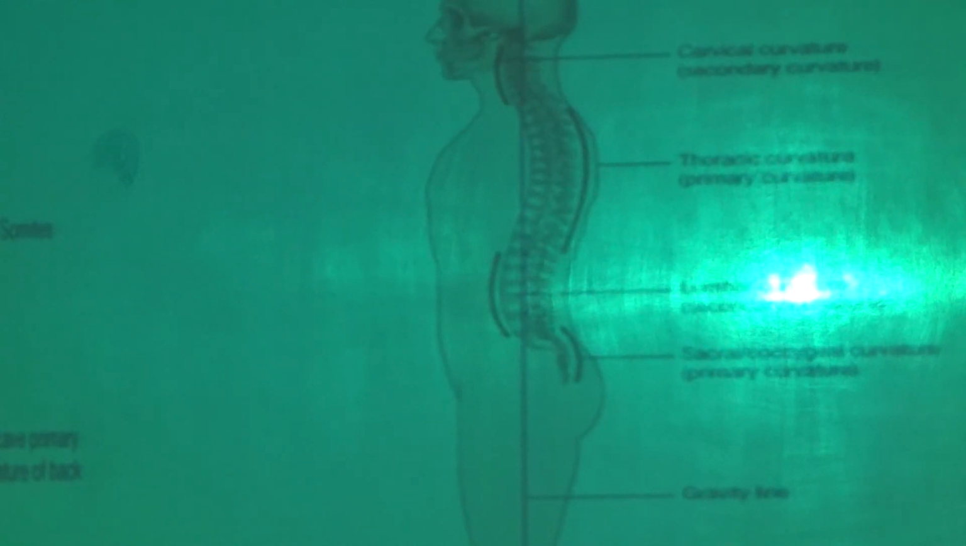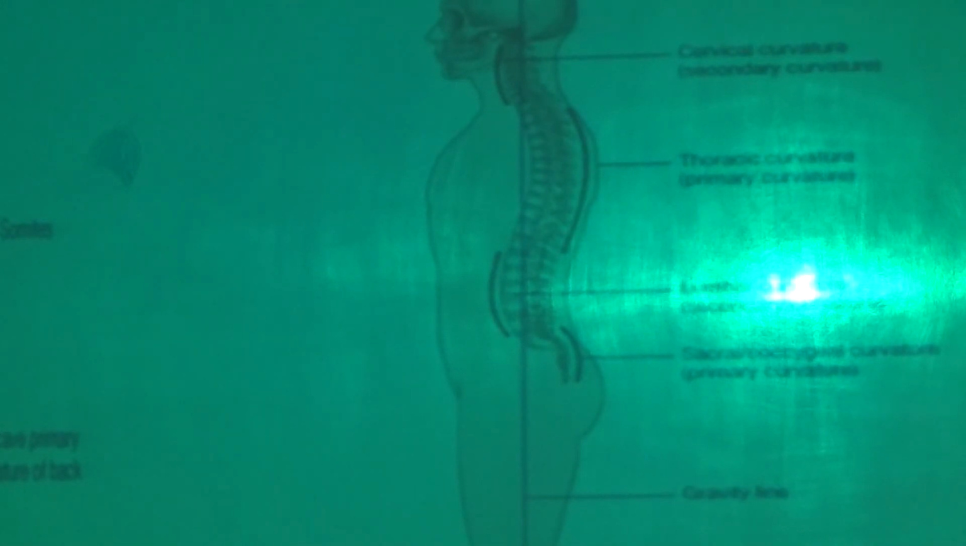Now you will see that when the newborn is trying to hold his head, at about 5 or 6 months, or maybe earlier, you will find there is one curvature over here, in the front. Before that there is only one curvature.